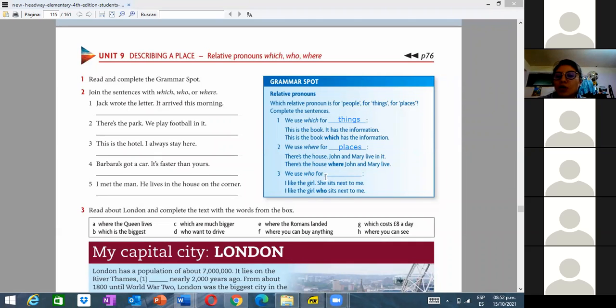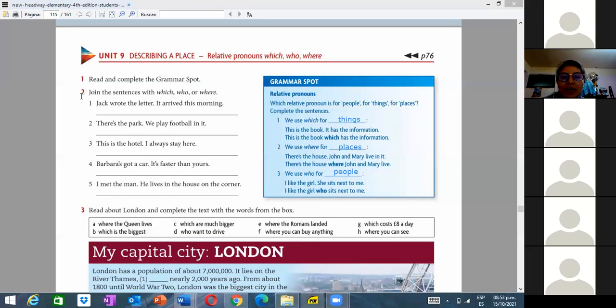We use who for people. People. Let's have a look at example. I like the girl. She sits next to me. I like the girl who sits next to me, right? That's it. Easy or difficult? What do you think? I want to know. Easy or difficult? It's okay. Okay, now, please, let's practice.